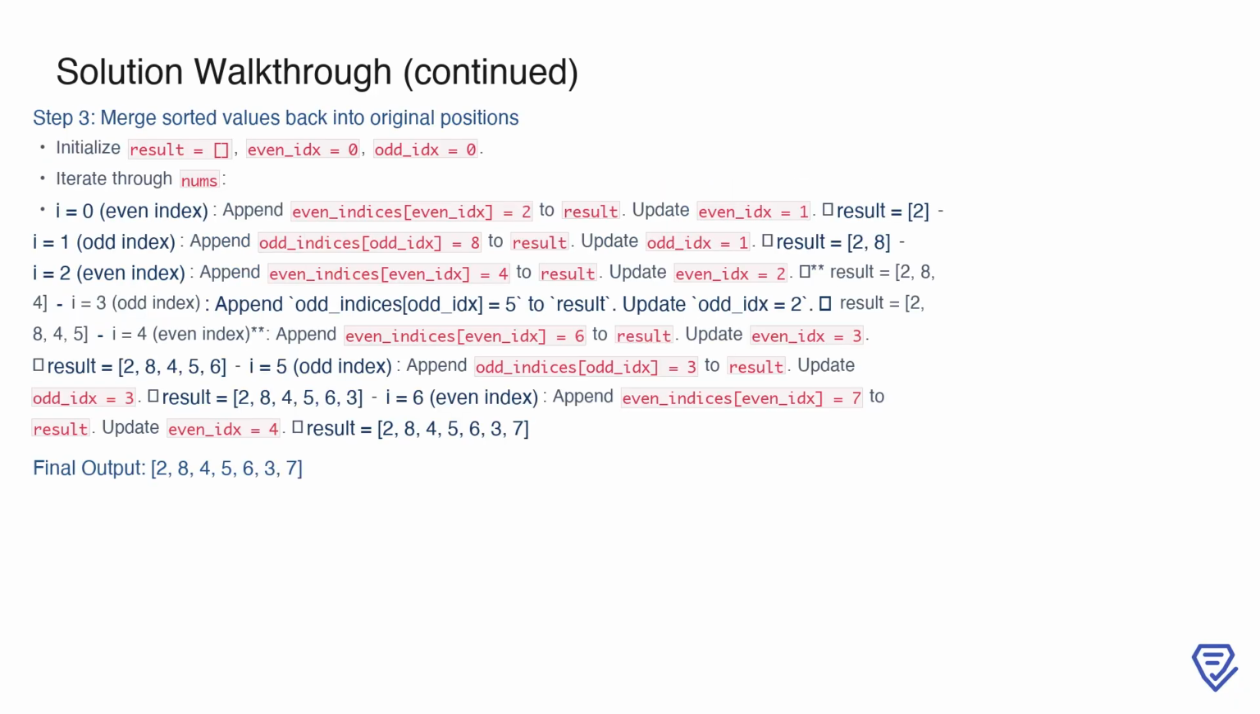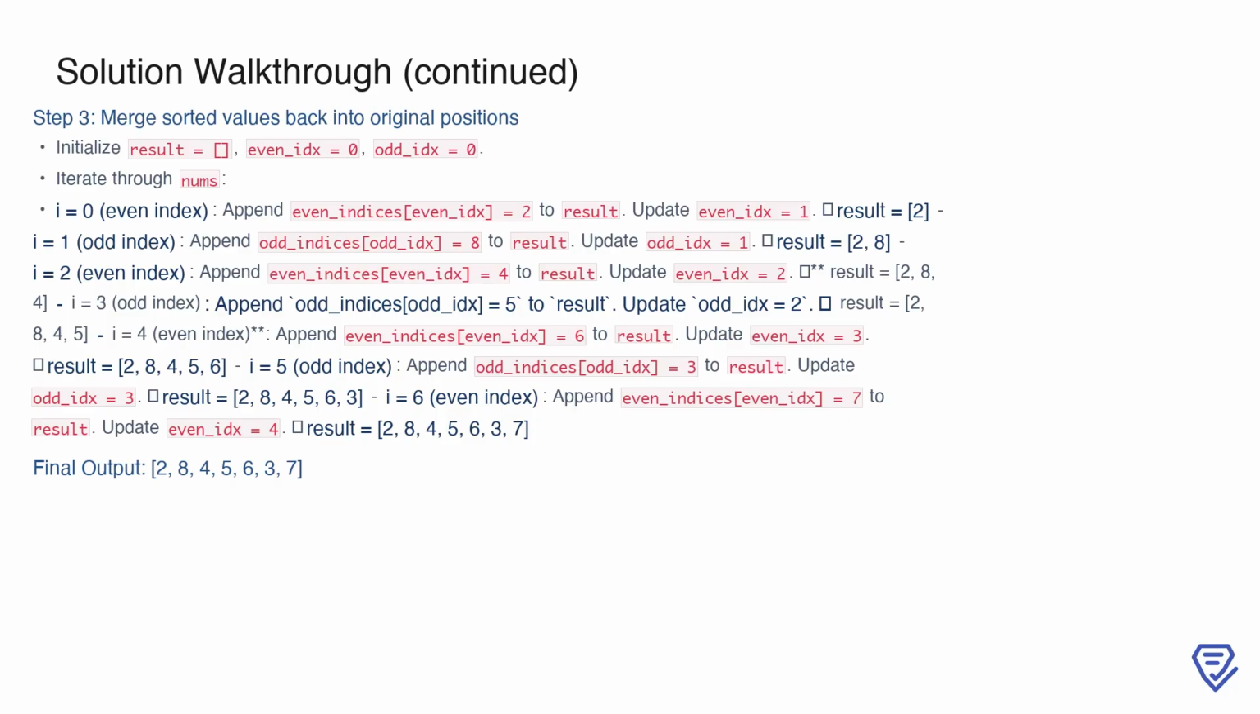To merge the sorted lists back, we use the same approach as before. Starting with an empty result list and two pointers, even_idx and odd_idx, at 0, we iterate through nums. At index 0, we append 2 from even_indices, resulting in 2. At index 1, we append 8 from odd_indices, making the result 2, 8.